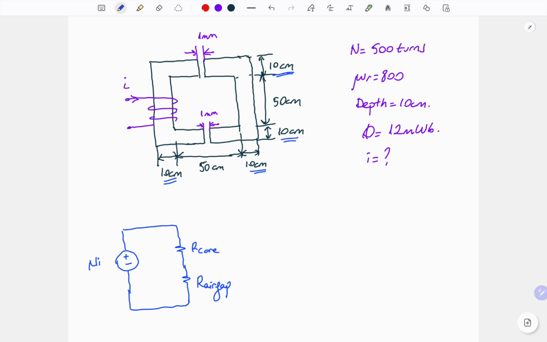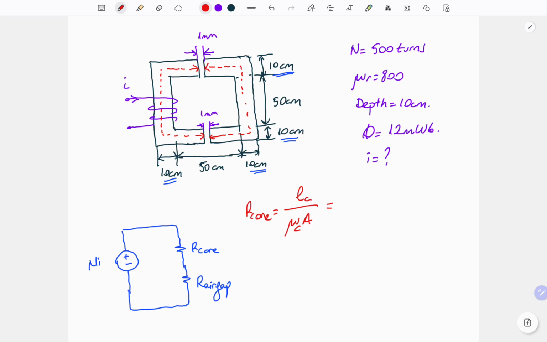Okay, let's start with the R core reluctance calculation. For R core, we will take the whole core part for the figure. Our general equation is L over mu times A. So we will take the core part mean path length, core permeability value, and the cross-sectional area is the same for core and the air gap, so it can remain as a single parameter.